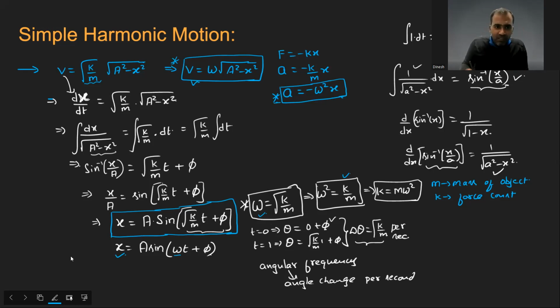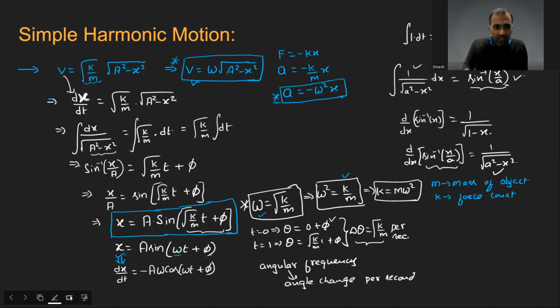Now, from this, can you differentiate both sides? dx by dt. What is dx by dt? Differentiation of sine is cos: minus a cos of omega t plus phi. I'm just differentiating this function. I think you know about differentiation. Sine differentiation is cos, and differentiation of the inside part, omega t plus phi, with respect to time, gives omega outside.